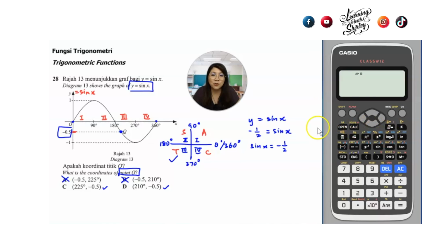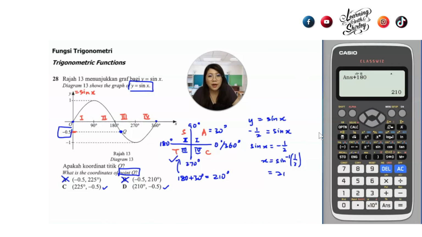Let's use the calculator to find x. So x is shift sine of half. When we press the calculator, we don't have to take note of the negative, because that is only for us to determine which quadrant the angle is in. So shift sine of half, you can use 0.5. Our answer is 30. So 30 is in the first quadrant. If it's in the third quadrant, then we have to use 180 plus 30. So 30 plus 180, we will get 210.